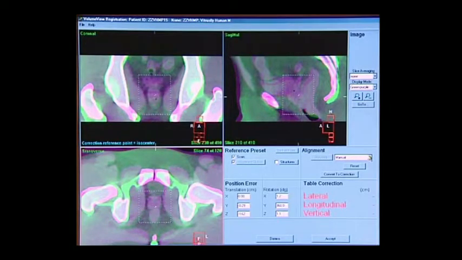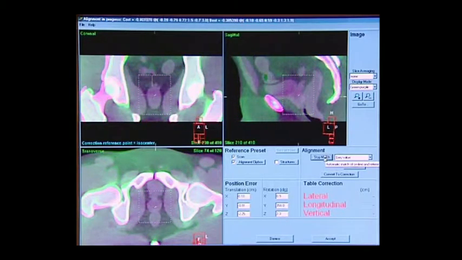The image registration algorithm searches for the best possible solution to align the CT scan image, seen here in magenta, with the second localization image in green. Visually, the images are matched when the magenta and green disappear. It is critical to get the best match for patient care.